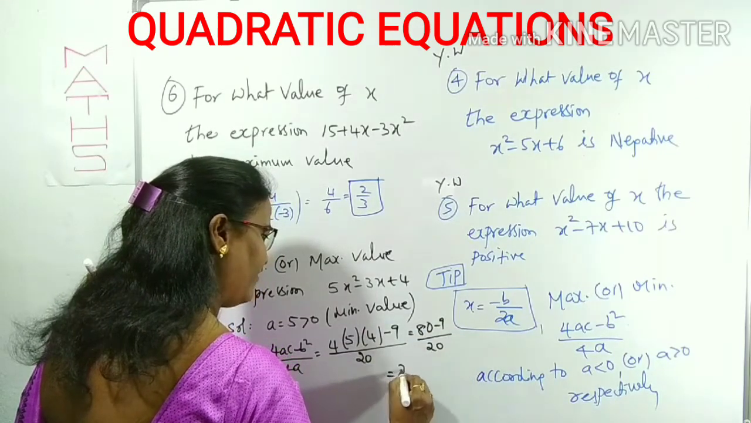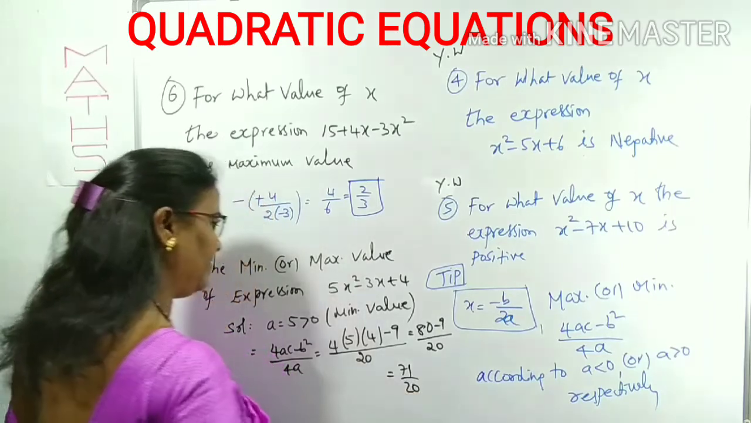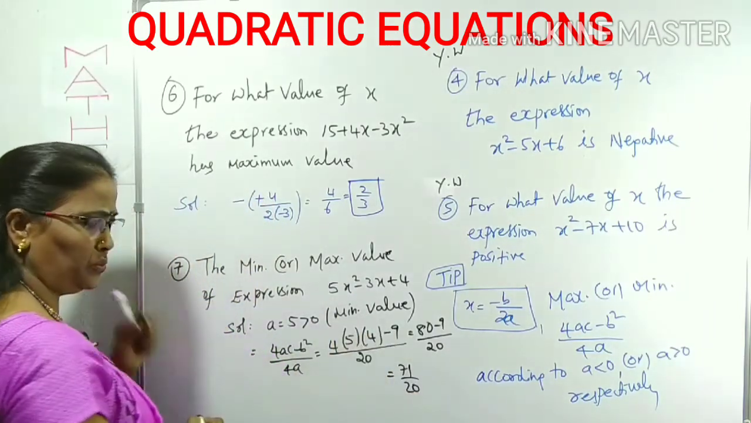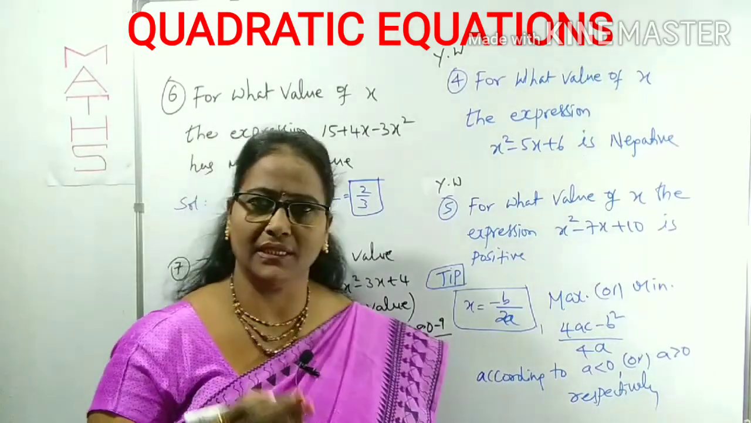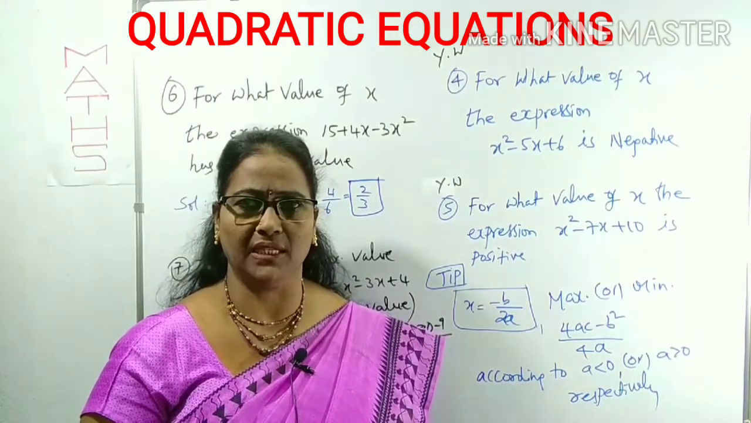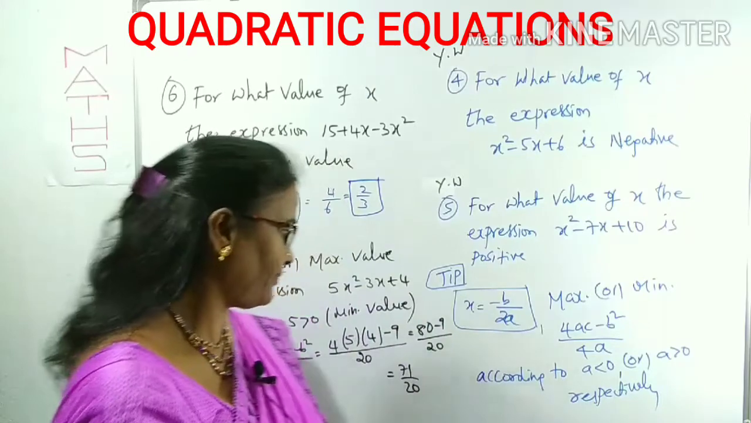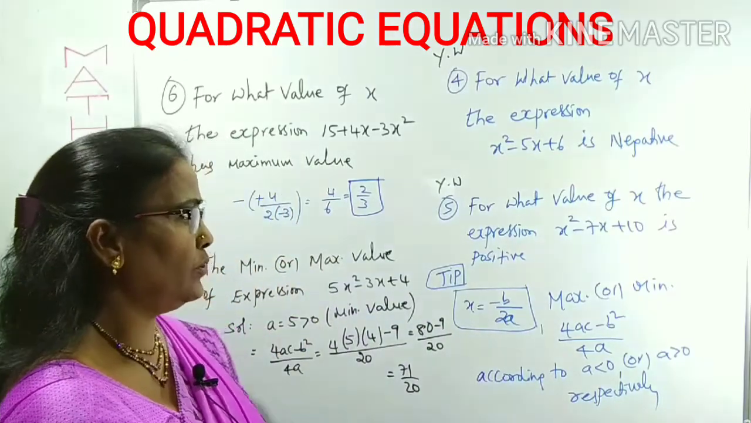That is 71 by 20. This is clearly which value? Minimum value. Why? Because a is greater than 0. You have to think in reverse. If a is positive, it is minimum. If a is negative, it is maximum. That's it.